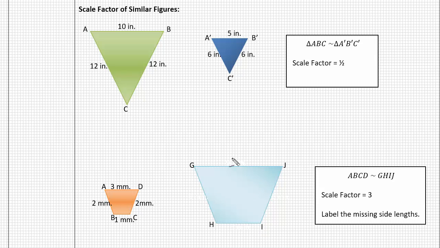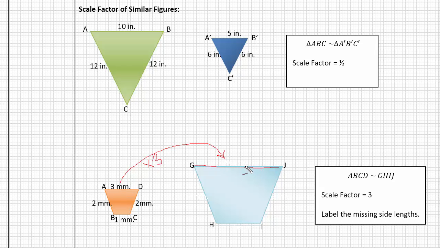So once again, these are oriented so that they're facing the same direction as their corresponding side lengths. Our line segment AD is 3 millimeters, and the corresponding side is line segment GJ. If we know that this side length is 3 millimeters, and we're trying to find the measurement of this side length with a scale factor that we know is 3, we can just multiply the side length that we're given times 3 to find the new measurement.